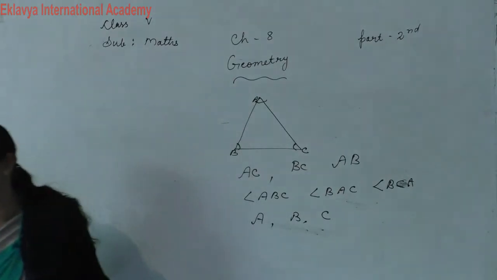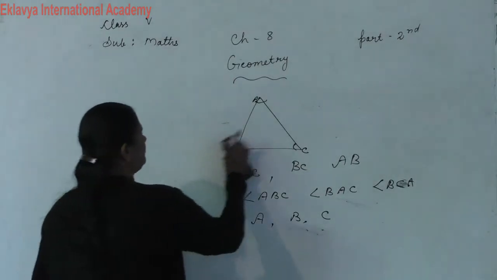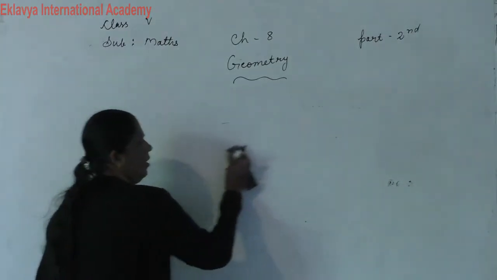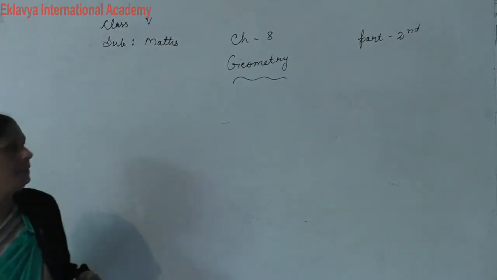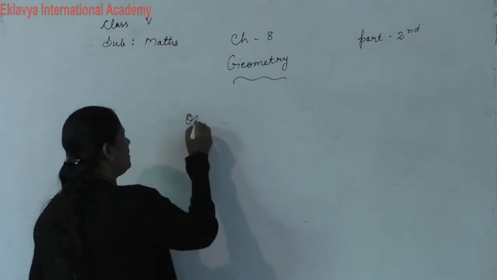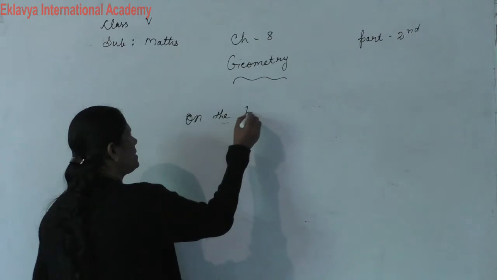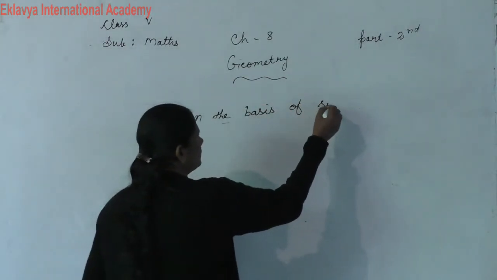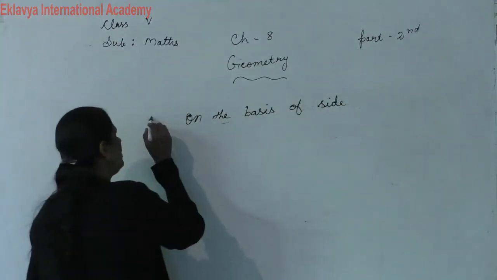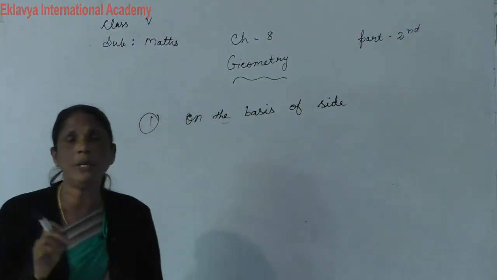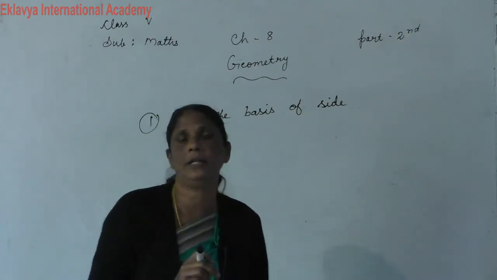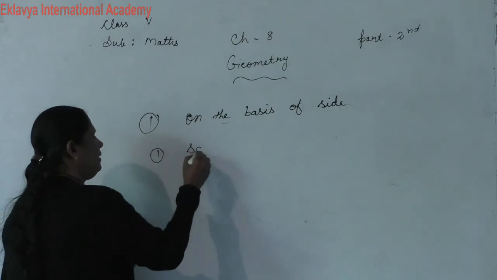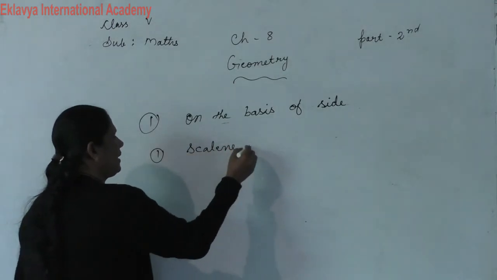Now we study the types of triangle. On the basis of side, triangles are divided into 3. First, scalene triangle.